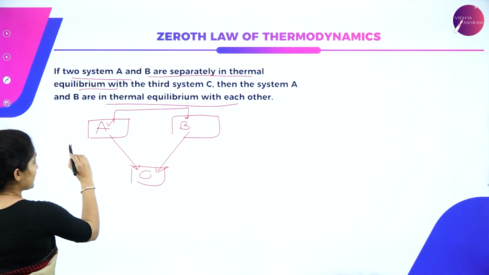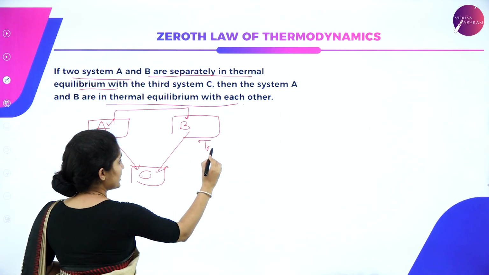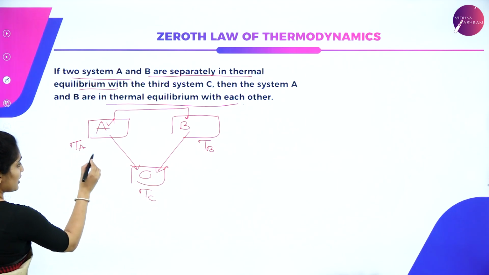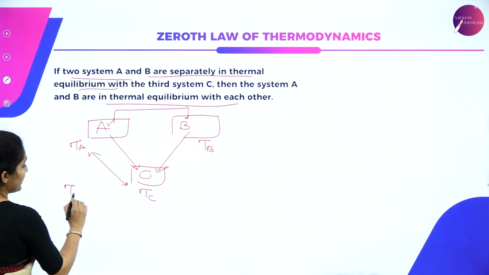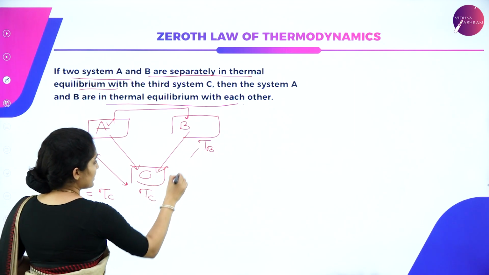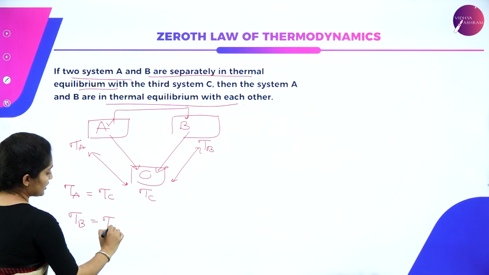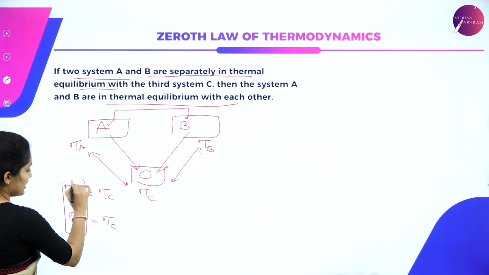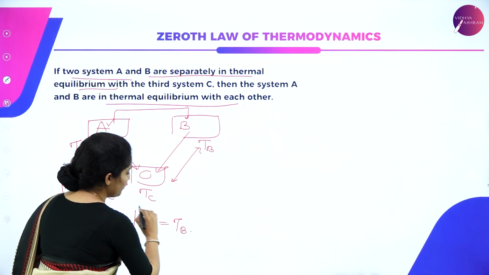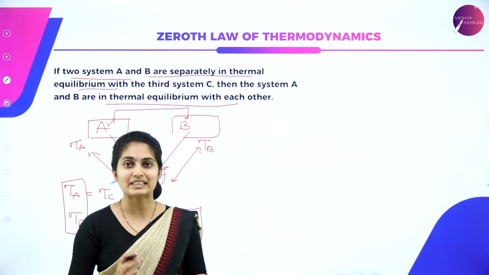Suppose the temperature of the first system is TA, the temperature of the second system is TB, and the temperature of the third system is TC. If TA is equal to the temperature of system C, and the temperature of system B is equal to the temperature of system C, then you can say that the temperature of A will also be equal to the temperature of B. This is your zeroth law of thermodynamics, and one of the easiest laws.